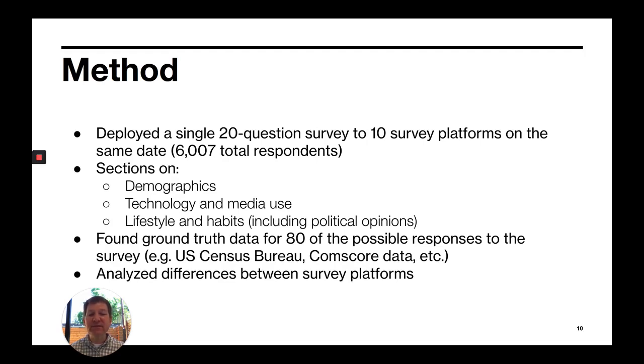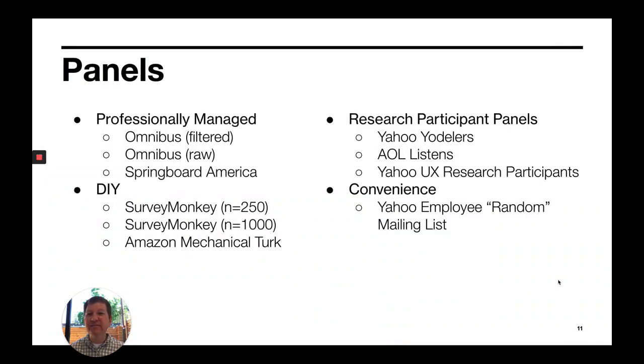So then we found ground truth data for 80 of the possible responses. So there's 20 questions, but each have multiple possible responses. For 80 of those responses, we found ground truth. And that came from government sources like the US Census Bureau. For some of the technology use, it came from sites like ComScore that actually embed pixels and track what people are doing on the internet. And then we looked at the differences between the data that we got from the survey platforms and the ground truth to see how accurate each of these platforms actually was.